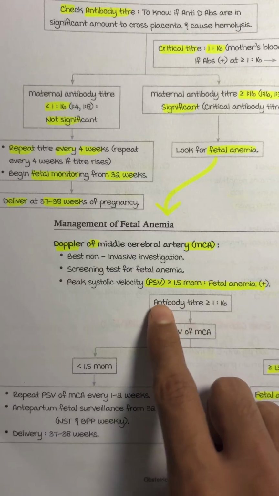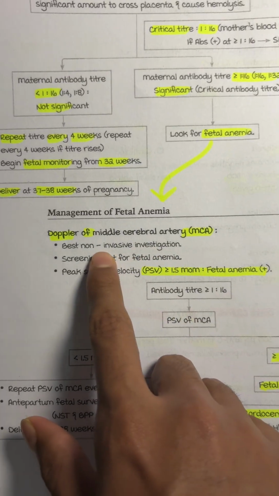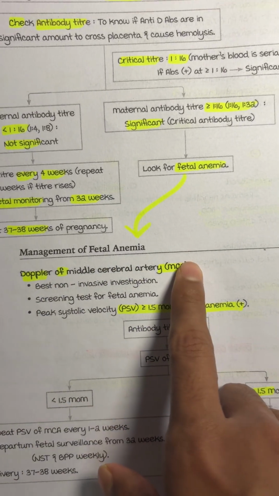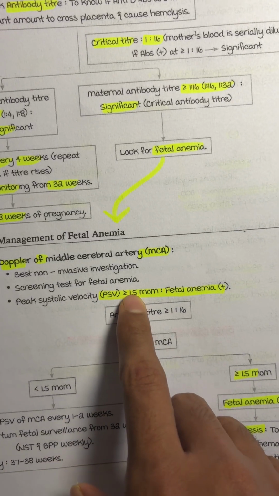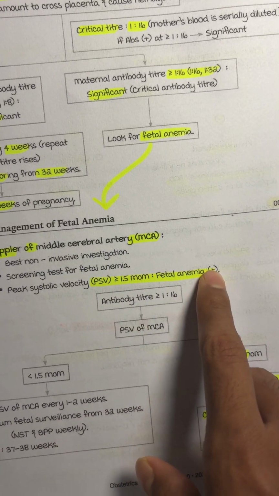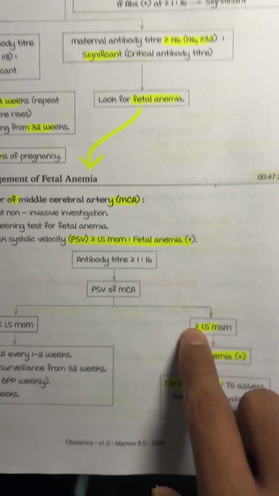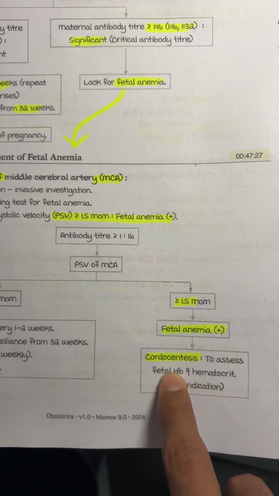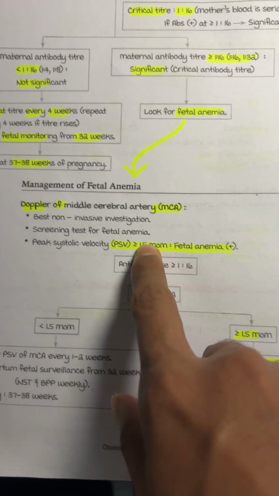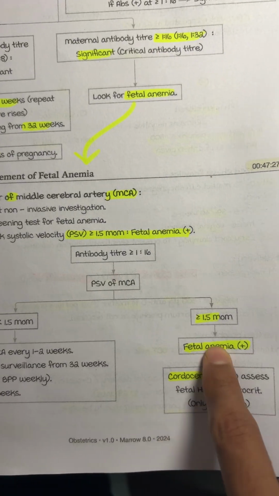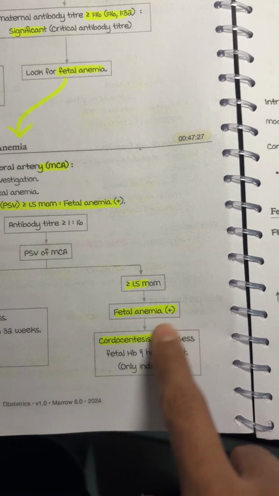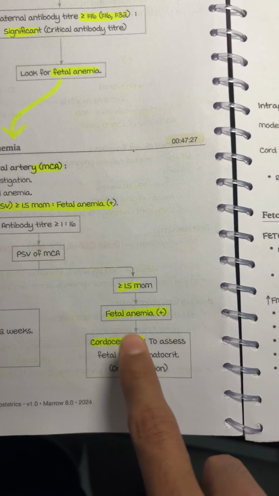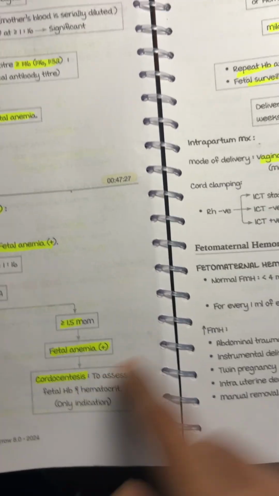If we need to screen for fetal anemia, we do it mostly by Doppler of the middle cerebral artery, in which if the peak systolic velocity is more than 1.5 MoM, we can say there is fetal anemia. First of all, it's a screening test. So in order to confirm, we have to take out fetal blood and do hemoglobin analysis. That is done by cordocentesis. That is the only indication for cordocentesis now.